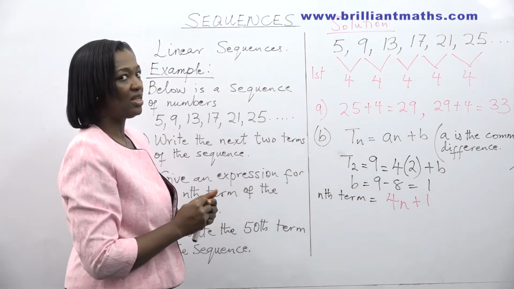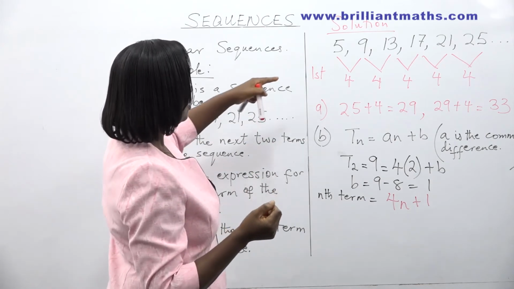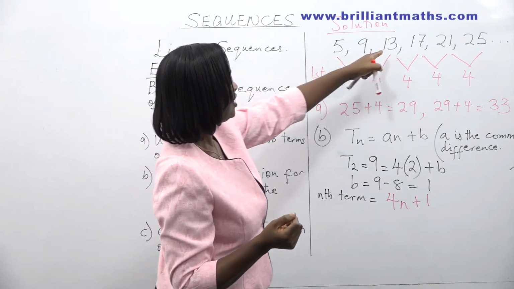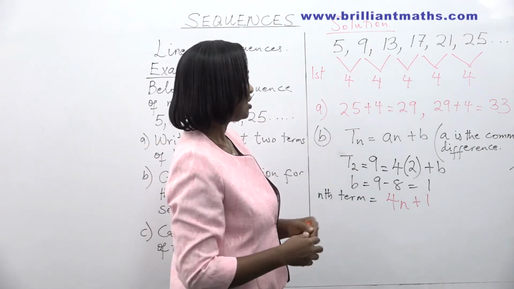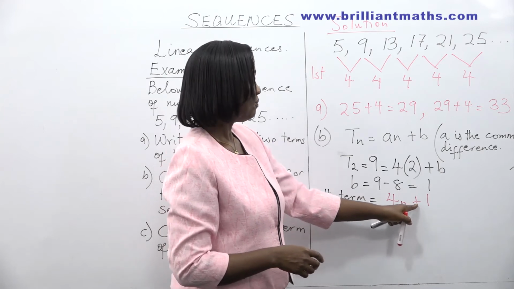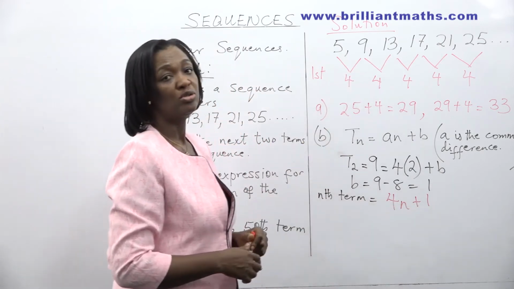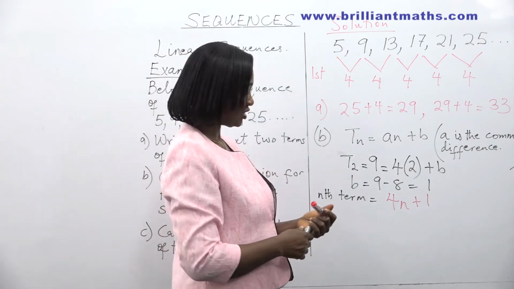Let's check that and see. 4n plus 1. Our third term is 13. So that is n equals 3. 4 times 3 is 12, plus 1, and that is equal to 13. So the formula for the nth term is correct.